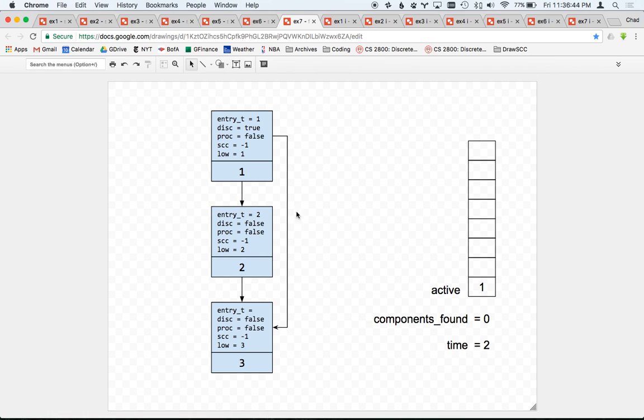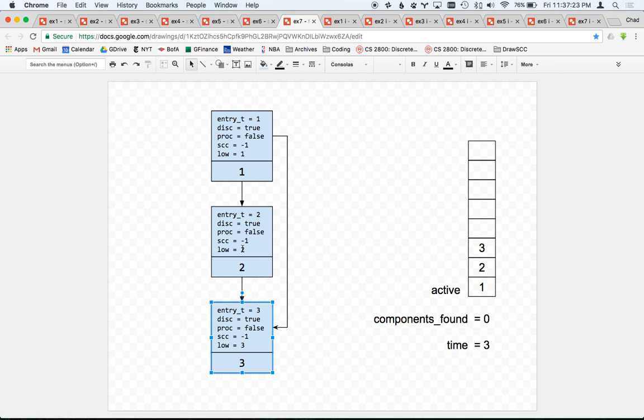We mark this vertex as discovered, and we push it onto the active stack. And we process its edges. We discover vertex 3. We increment the time. We set the entry time. We mark it as discovered. We push it onto the active stack. We look at all of its out edges. There aren't any. We process it late.